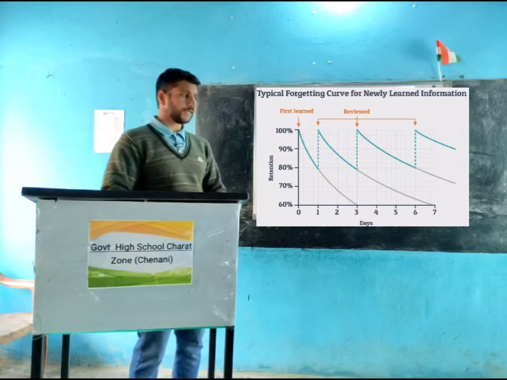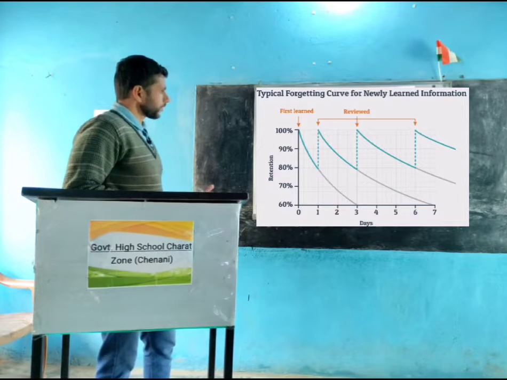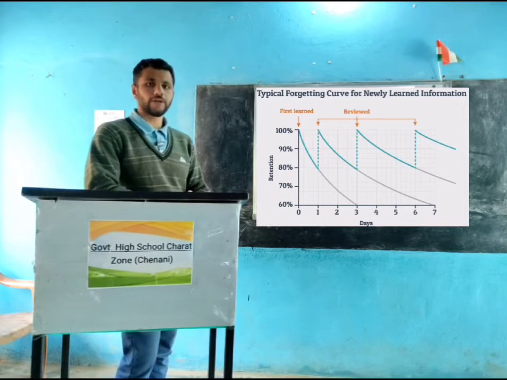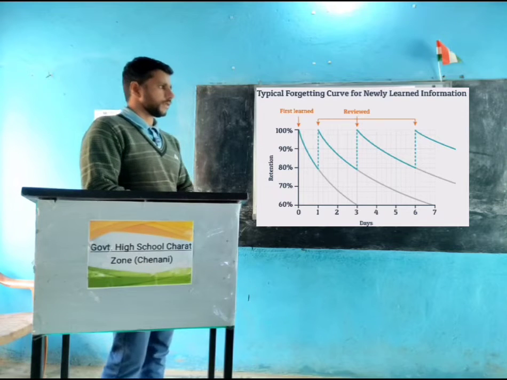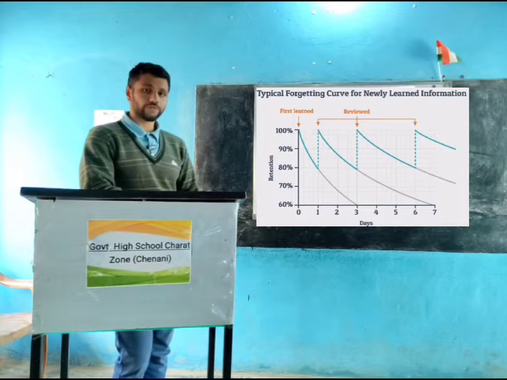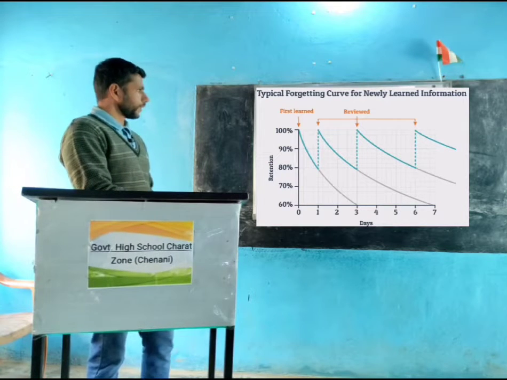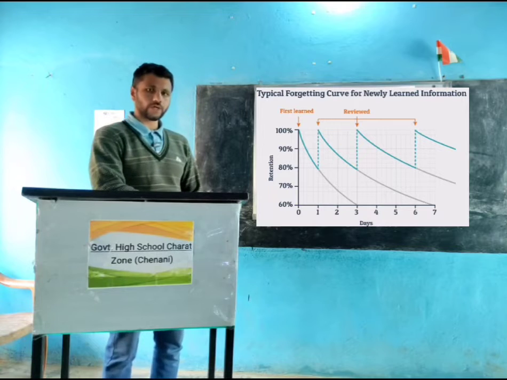This can be clearly seen in this chart, where we see that 80% of the information that we have memorized is retained after one day. That means 20% of the information is lost. So the first repetition must be after one day, that is 24 hours.